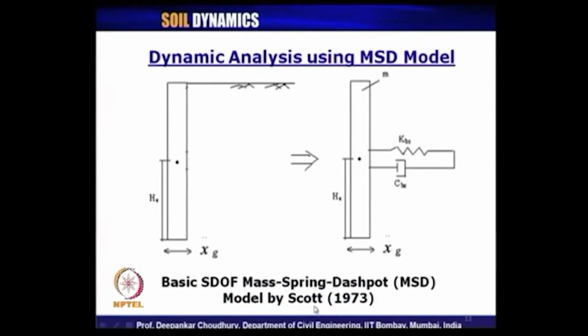And what was the basic model proposed by Scott in 1973? He considered a single degree of freedom mass spring dashpot model instead of 2 degrees of freedom. He considered this is the rigid wall and this is the excitation. It was an equivalent model where the effect of the soil was taken by using a spring and dashpot. That is, soil was replaced fully by a spring and a dashpot, and that was considered to be attached with the wall, and wall mass was considered in that single degree of freedom model for this retaining wall.